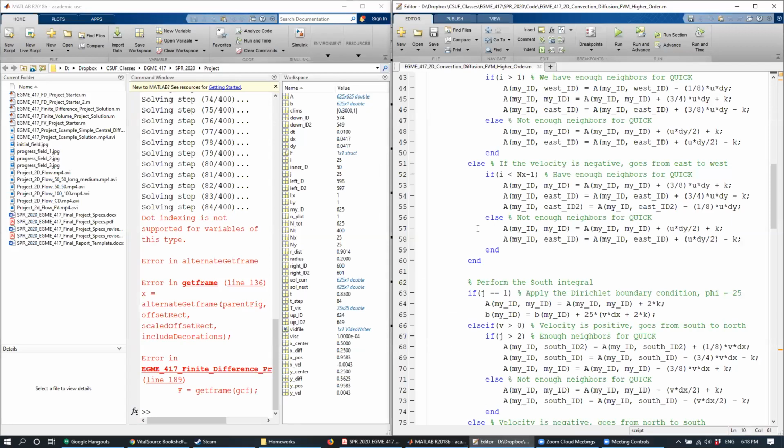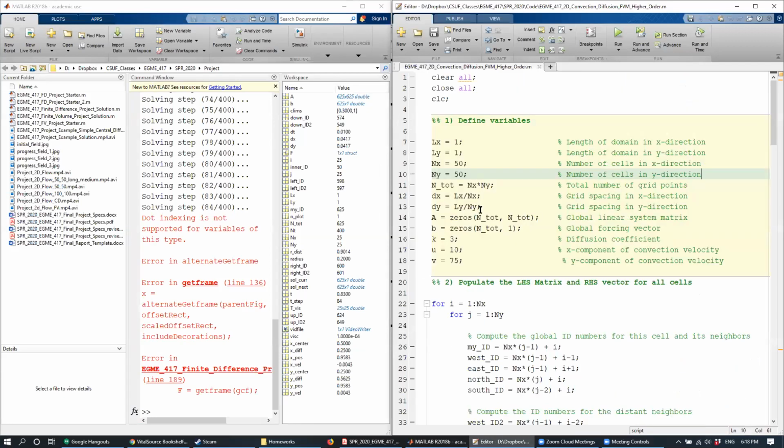Okay, so this is the code that I've posted online. This is a convection diffusion code with finite volumes using a higher order scheme. This is a Clique scheme method for doing convection diffusion with finite volumes. Okay. So in section 1 of the code, this looks the same as before.